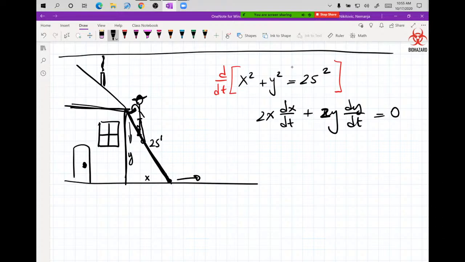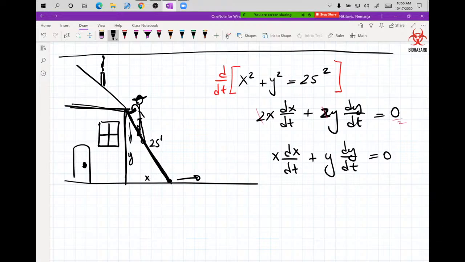And now, what do I know? Well, we can cancel 2's, dividing both sides by 2. You are going to get x dx/dt plus y dy/dt equal to 0. And now, if you have numbers, go ahead, compute things. But the most important part of all of these problems is understanding what each variable represents.